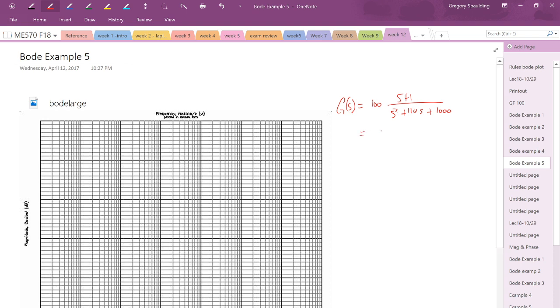So this one actually can be factored into an s plus 1, and then our denominator can be factored into an s plus 10 and an s plus 100. Okay, so now we've got two poles, one zero, and a gain. And so the next thing we want to do is calculate the DC gain on this.